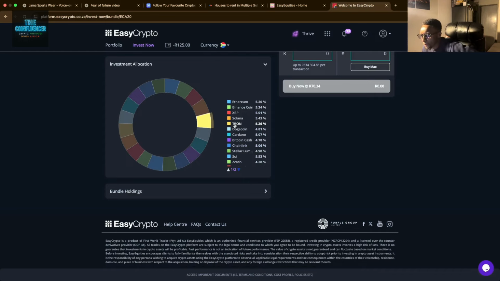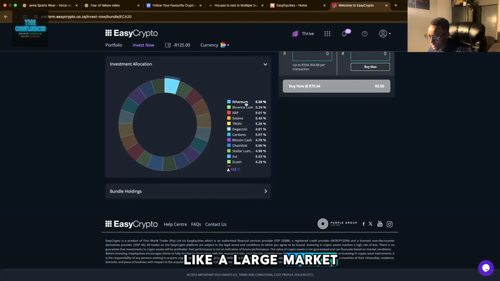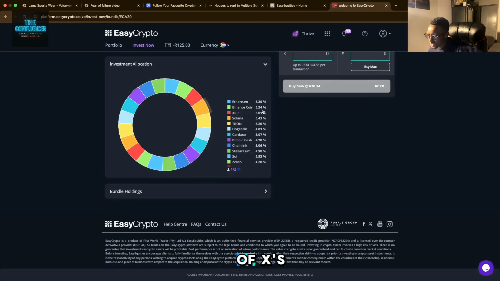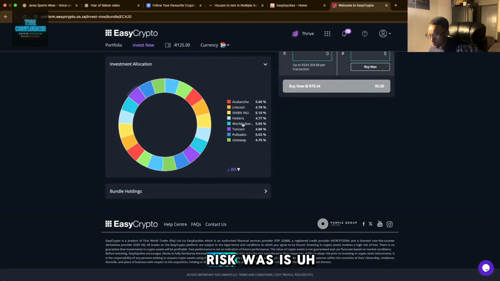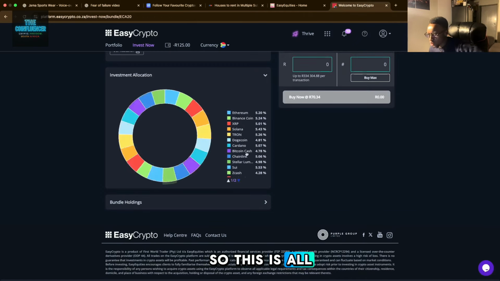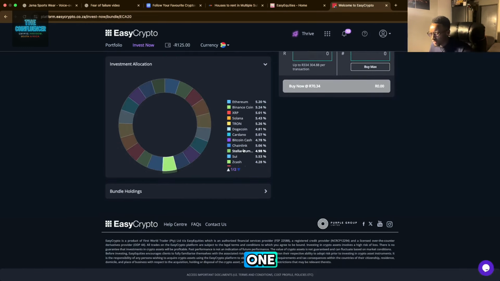This one has coins that have a good, large market cap, like Ethereum, Binance Coin, Solana, and Tron. So these ones have quite a big market cap, so they're quite secure. You're not necessarily going to achieve a lot of X's on your money, but because it has a lot more coins, this is how the risk is increased. Because it has so many coins, and all of these are altcoins, alternative coins to Bitcoin, right? The risk between this one and the other one is more or less the same, but I guess this one is riskier than the previous one, the one that had 5 coins in it, right?